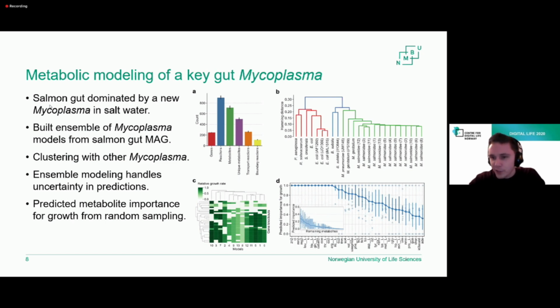So to help culture this mycoplasma, which is currently not possible in the lab, we use our models to randomly sample minimal growth media. And this allowed us to rank metabolites by their predicted importance for growth. And we hope that this could help prepare a medium that would allow cultivation.